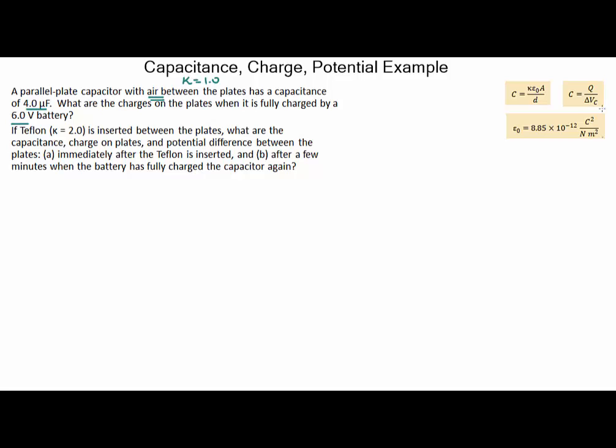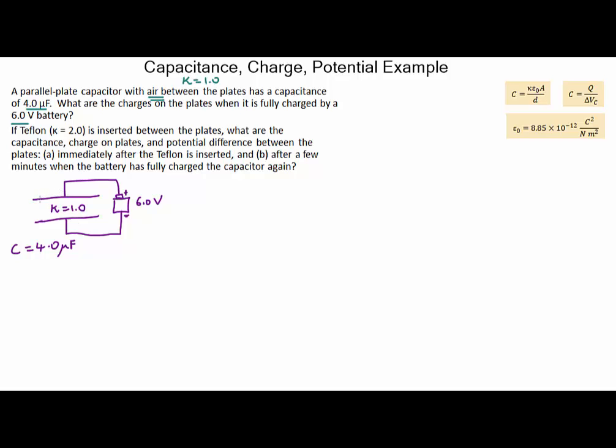As before, I've listed the equations and constants over here, but let's start with a picture. So I've got a capacitor that's got a dielectric constant of 1.0 because it's got air between the plates, and it's connected to a 6-volt battery. The way I've drawn it, the positive end of the battery is at the top, the negative end is at the bottom. And we're also given the capacitance of this capacitor. That's given to us as 4.0 microfarad.